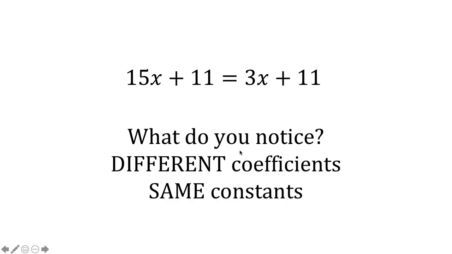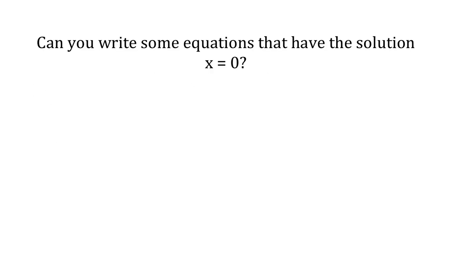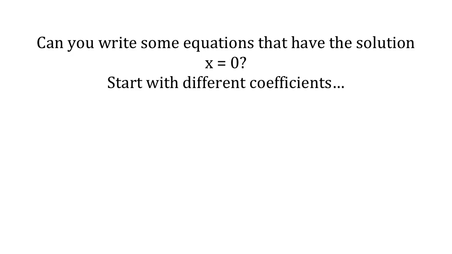This one is different coefficients but the same constants. And if you have different coefficients and different constants, that's just a regular equation. Okay, so let's see if, knowing that, we can try and write some equations that have the solution x equals 0. We know we've got to have different coefficients. So, I don't know, it's 3x and 19,876x. Those are pretty different, right?